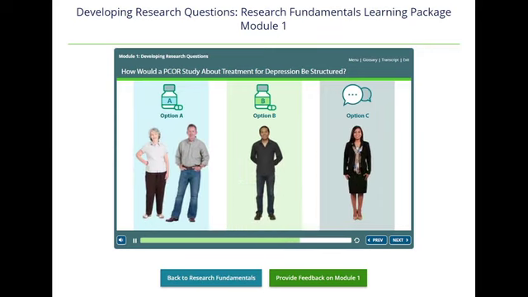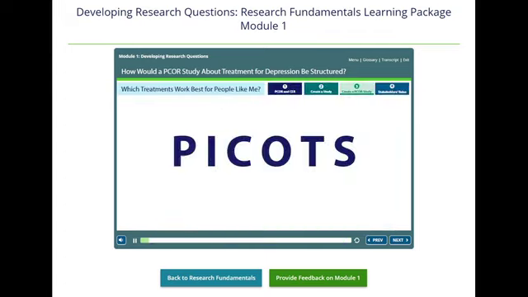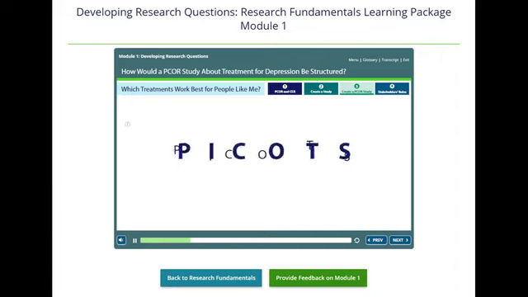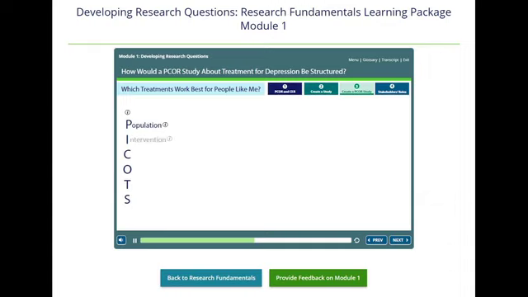PCORI can help doctors, patients, and others learn which treatments work better for certain populations, such as men or women, or for people who have more than one health problem. To create a PCORI study comparing treatments, researchers make a series of decisions. The PCOTS acronym stands for Population, Intervention, Comparator, Outcomes, Time Frame, and Setting, and outlines those decisions.